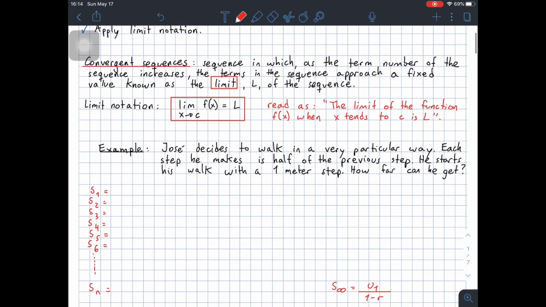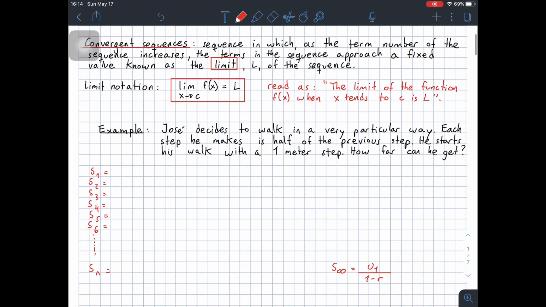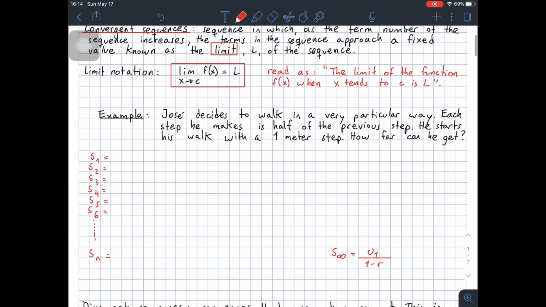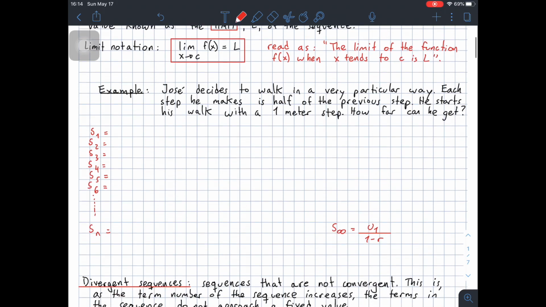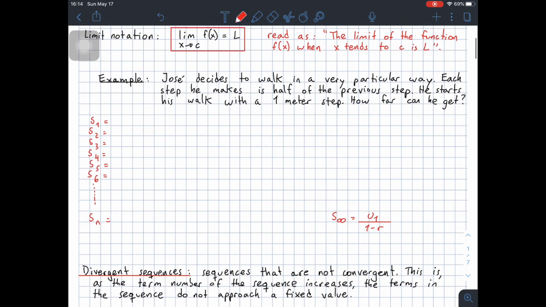Let's see an example in order to start understanding how to apply this limit notation. It says, Jose decides to walk in a very particular way. Each step he makes is half of the previous step. He starts his walk with a 1 meter step. How far can he get? This is an example that we have seen already in the sums to infinity sequences, so you'll see that the same concept applies here.